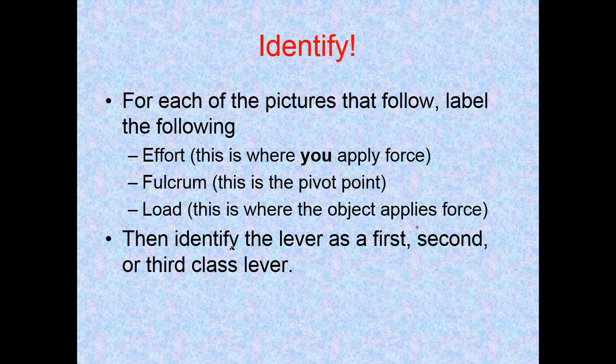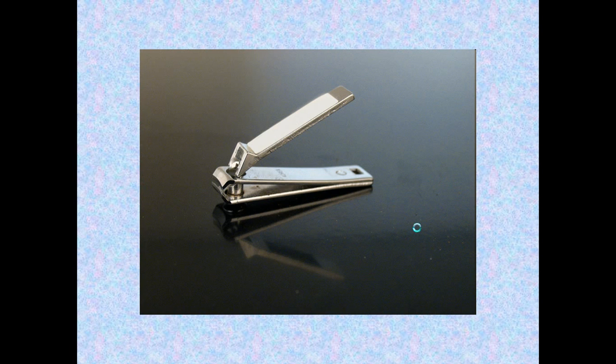So let's do some identification. For each of the pictures that follow, we're going to label the effort, the fulcrum, and the load. Remember, the effort is where you apply force, the fulcrum is the pivot point, and the load is where the object applies the force. Then we're going to identify the lever as a first, second, or third class lever.